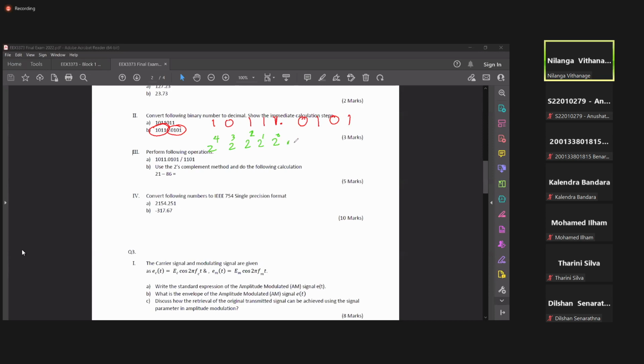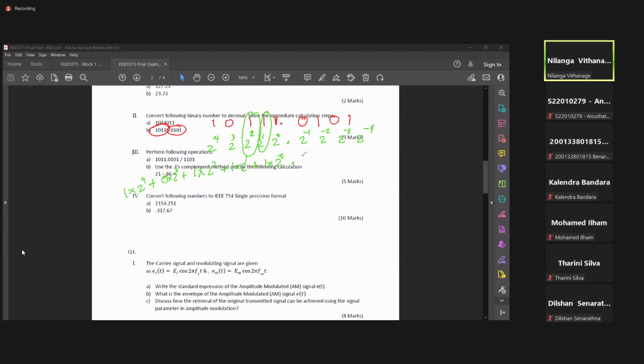Right. So then, this is 2 to the power minus 1. This is 2 to the power minus 2, 2 to the power minus 3, 2 to the power minus 4. Right. Here, you multiply this one by 2 to the power 0, plus 1 multiplied by 2 to the power 1, plus this one 1 multiplied by 2 to the power 2, plus 0 multiplied by 2 to the power 3, plus 1 multiplied by 2 to the power 4.